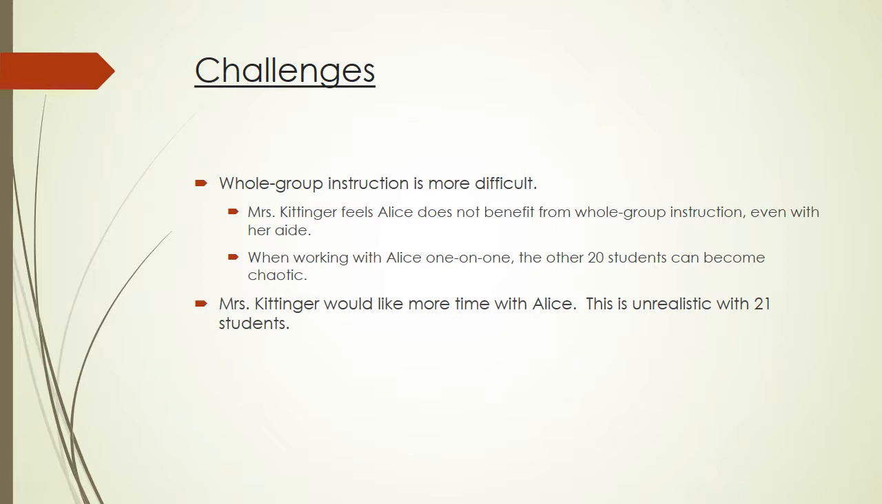And then on the flip side of that, whenever she would go over to work with Alice one-on-one, this particular year she had 21 students in class, Alice and 20 other second graders. Whenever the teacher is focusing one-on-one on a student, the class can tend to get a little rowdy in the background. So it was challenging both ways. If given the option, Mrs. Kittinger would have liked more time with Alice, but with 21 students, it was simply unrealistic, and she had to do what she could in whole group and then some one-on-one instruction whenever she could.